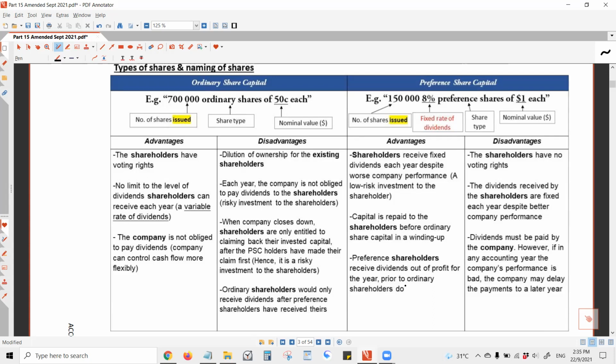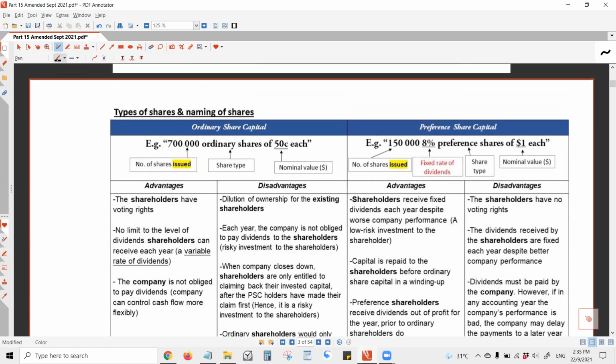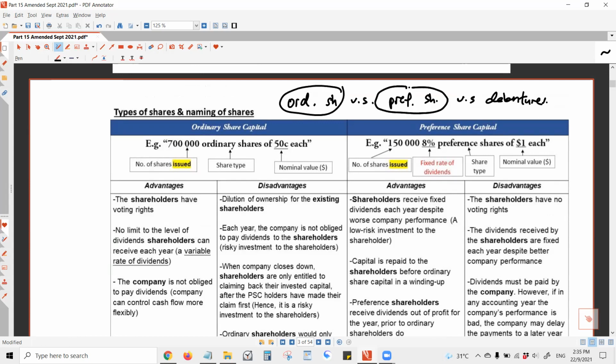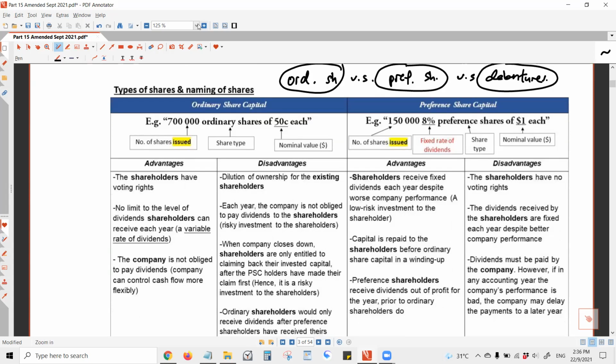Now let's focus on this one. A very common question in the exam is they ask you to compare three things: ordinary share, preference share, and lastly debenture. I believe if you have gone through enough past exam papers, you know what I mean. You should have come across many questions that ask you to compare these three things: ordinary shares, preference shares, and debentures. Later we will go through some and try to answer together.